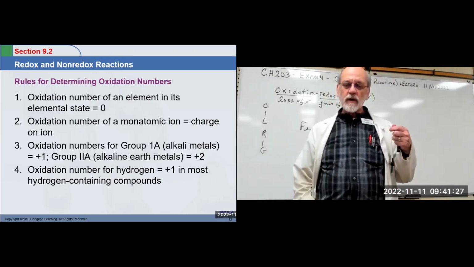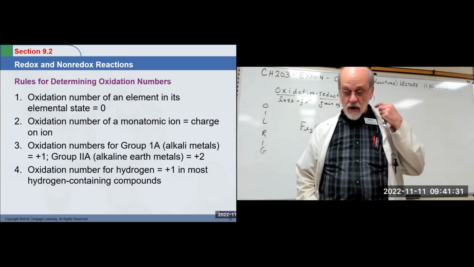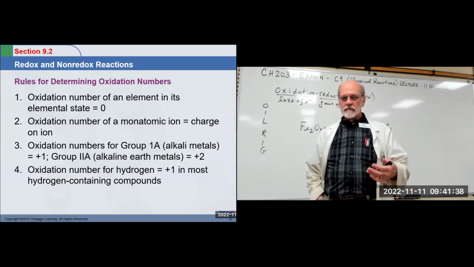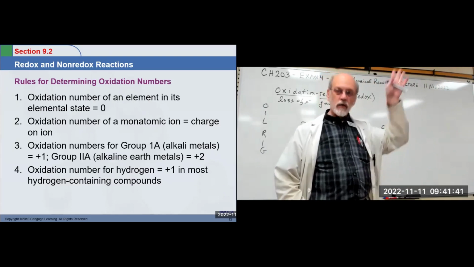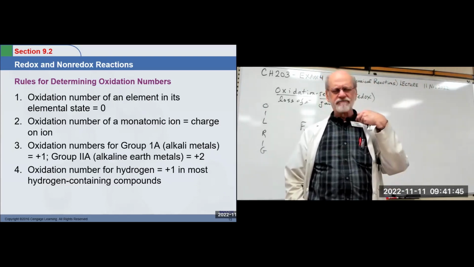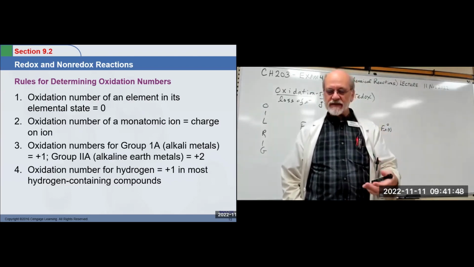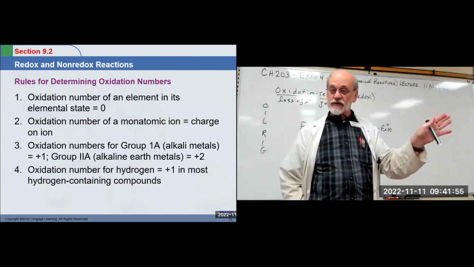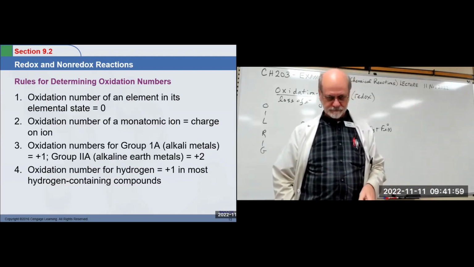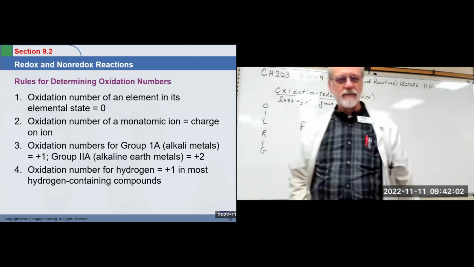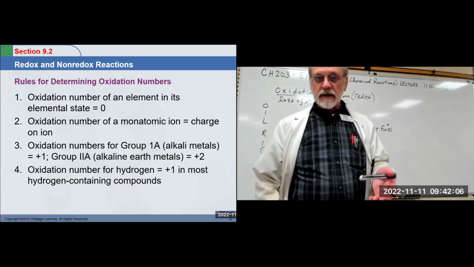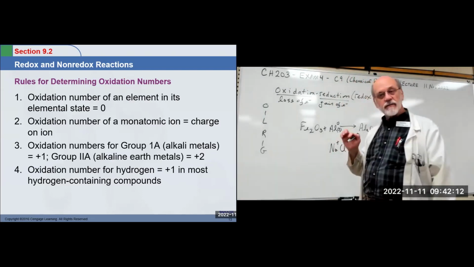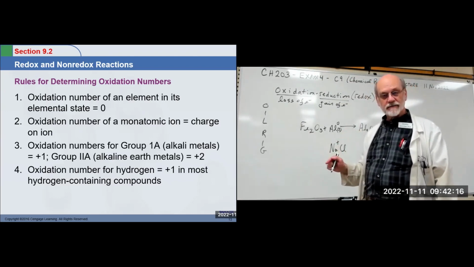The oxidation numbers for alkali metals are always +1. It's just like when we were trying to write compounds and name them. The first column, alkali metals, we consider them always +1. In this bookkeeping scheme, they're always +1 oxidation state. The ones next to them, the alkaline earths, are always +2. I don't have an example up here, but sodium in the compound sodium chloride has an oxidation number of +1 because it's an alkali metal.